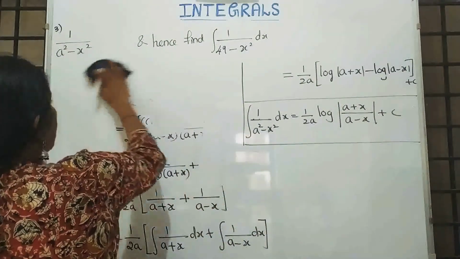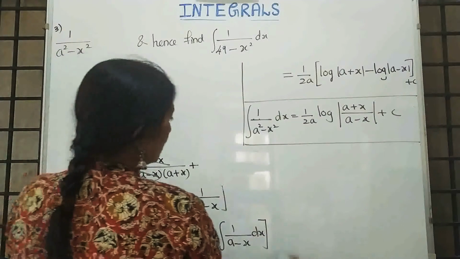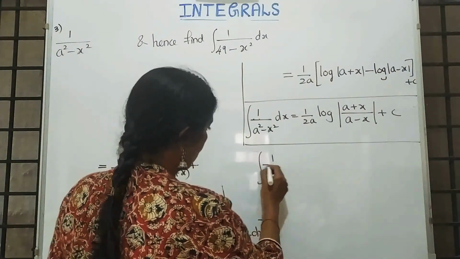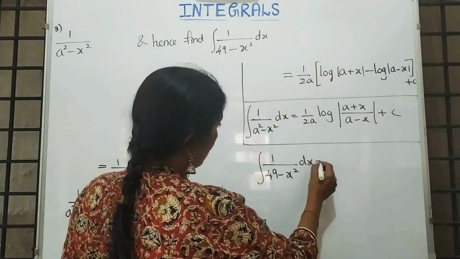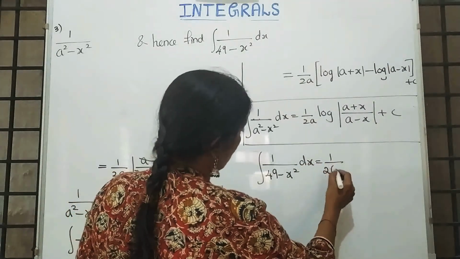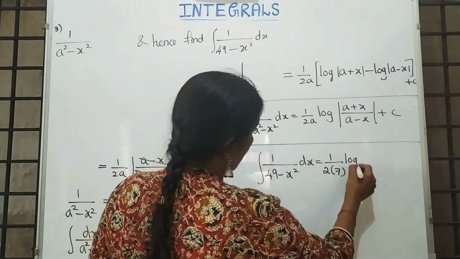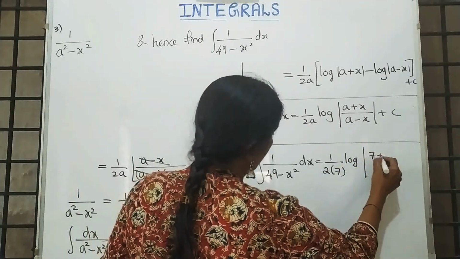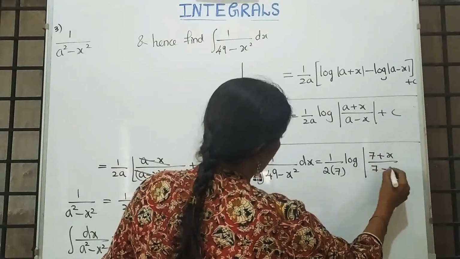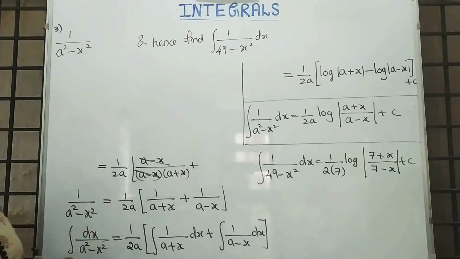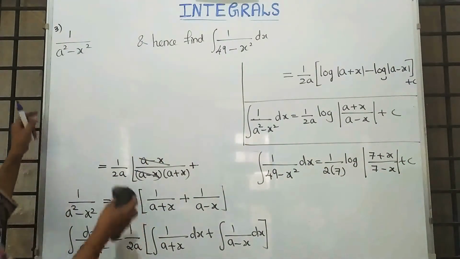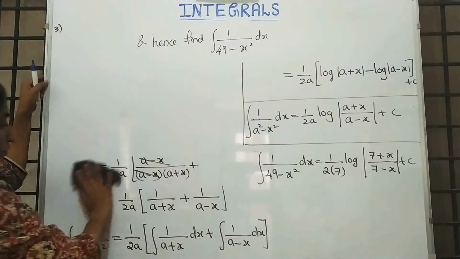And after writing the formula, exactly below write down the example. It is 49 minus x square. 49 means 7 square. So 2 into 7 log of (7 plus x) upon (7 minus x) plus c. See, this is how we are solving the third one. Moving to the fourth one.